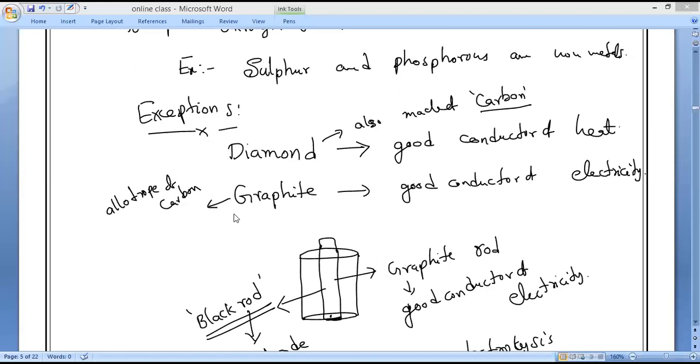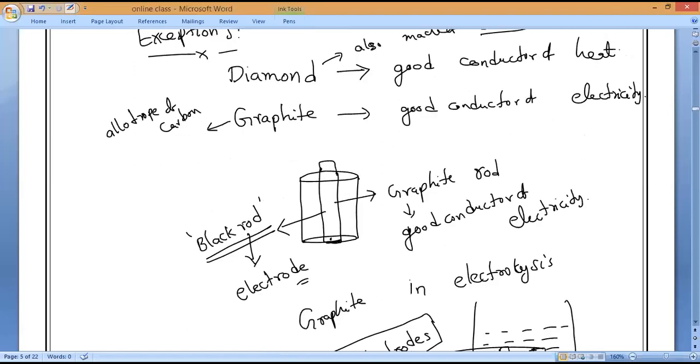Yes, sir. Please write it fast. Once it is completed, let me know. Write everything neatly. So graphite is a good conductor, so we can use it as an electrode to conduct electricity. That is what you have to write.